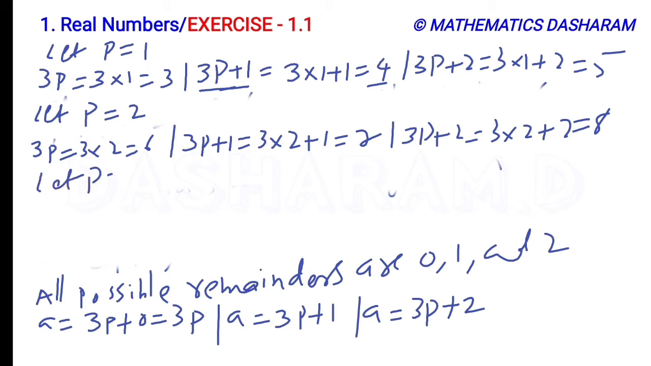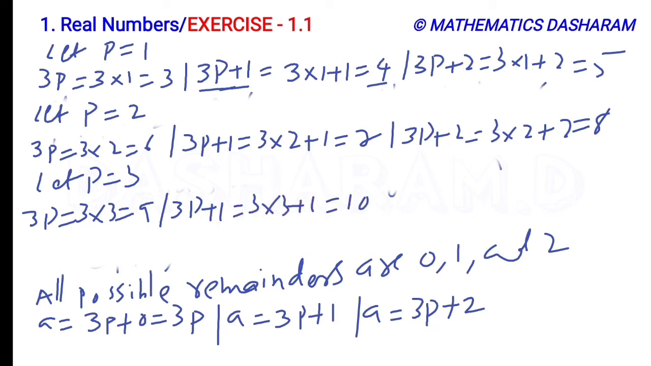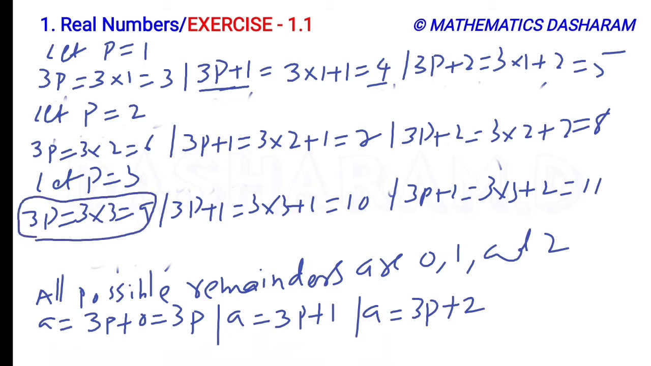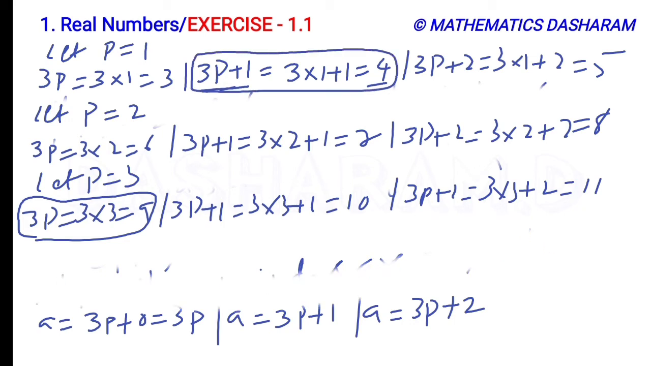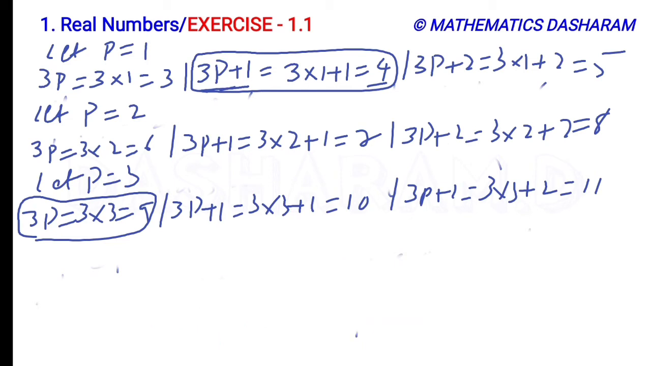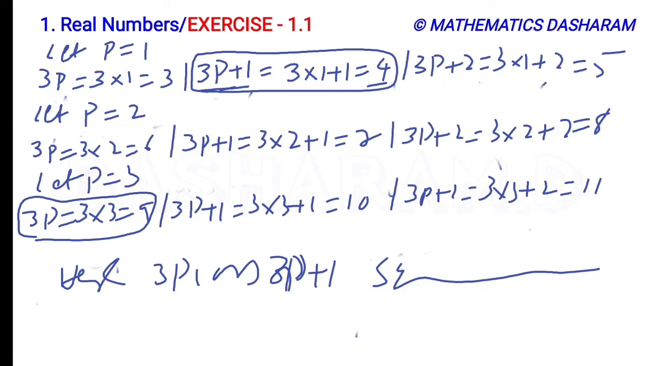So let's take p equals 3. So 3p equals 3 into 3, 3 threes are 9. 3p plus 1 equals 3 into 3 plus 1, which is 10. 3p plus 2 equals 3 into 3 plus 2. 3 threes are 9, 9 plus 2 is 11. Now here what happened? 3p is a square of a positive integer. And earlier we showed that 3p plus 1 is a square of a positive integer. So from these two results we can say that 3p or 3p plus 1 is definitely the square of a positive integer.